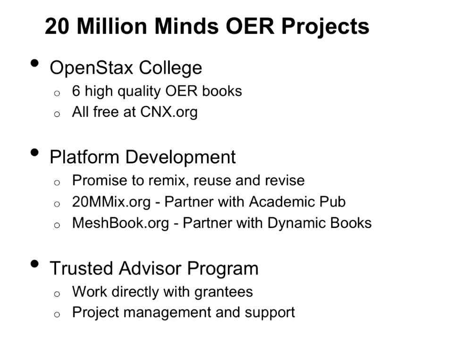We then partnered with Academic Pub and Dynamic Books to release 2 platforms. One's called 20mmix.org. The other one's called meshbook.org, and I can share these URLs with everybody at the end. Both of these work within an open book format where the user can remix, reuse, and republish these books. Academic Pub offers the ability for the book to be either available online or printed. Meshbooks allows for the book to be dynamically updated in class. So both of these offer some pretty unique features that we found within the marketplace to be necessary.